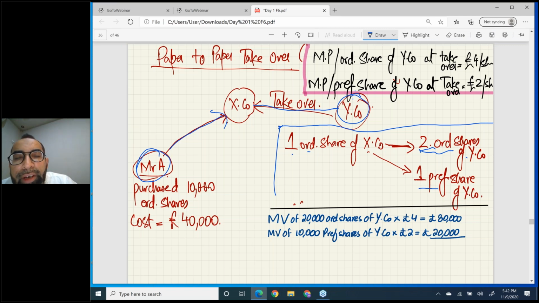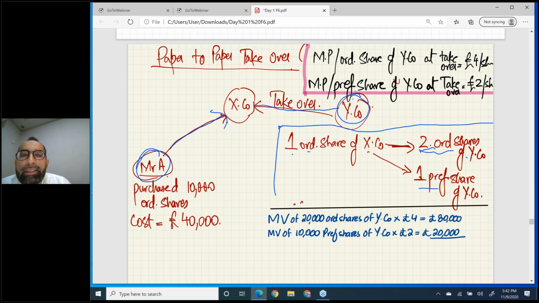Two ordinary shares of Y company and one preference share. Think about it practically. At the time of takeover, Mr. A also received this offer and accepted it. Now, how many ordinary shares will Mr. A get? One ordinary share of X becomes double, so two ordinary shares of Y will be given.